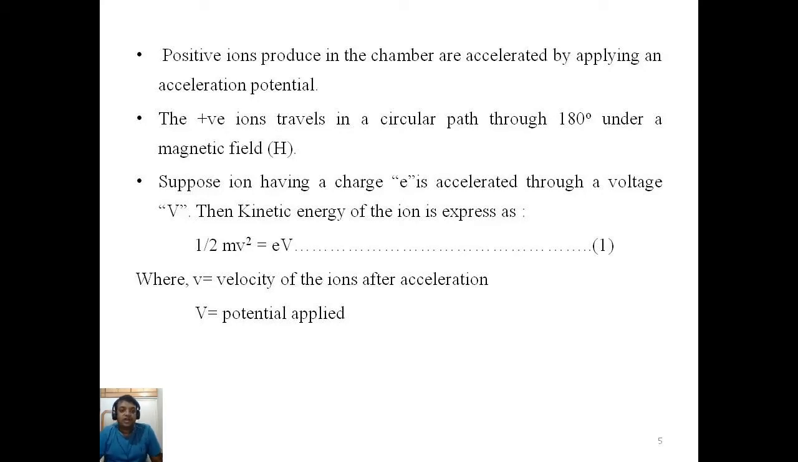So the positive ions travel in a circular path through 180 degrees under the magnetic field. If we say the magnetic field is capital H, then suppose an ion having a charge small e is accelerated through a voltage capital V. So the kinetic energy of the ion, which is expressed as e into capital V, is equal to 1/2 mv square. Here small v is nothing but the velocity of the ion after acceleration, and capital V is the potential which we applied. This capital V is the potential applied by the electrostatic analyzer.